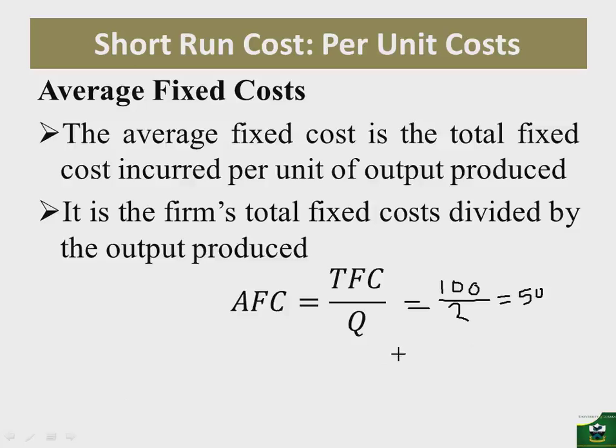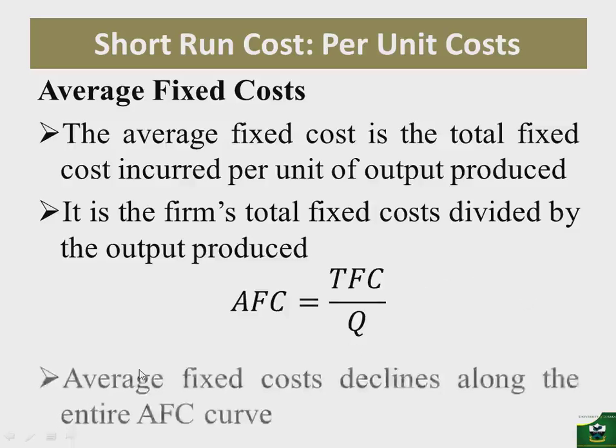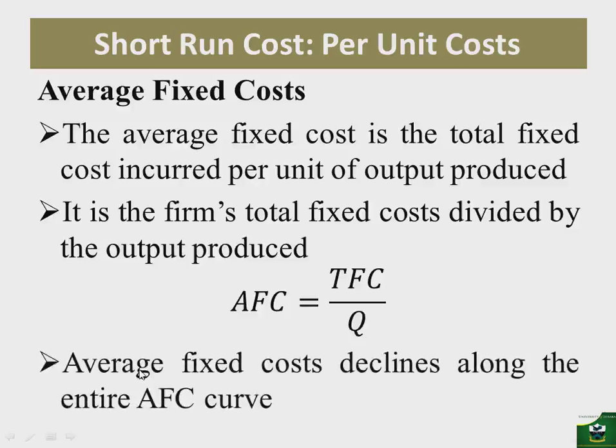Therefore, given this, you should note that the more the denominator increases, given the numerator, which is simply the total fixed cost, you will notice that this ratio will be declining. Therefore, it should be concluded that the average fixed costs decline along the entire average fixed cost curve.